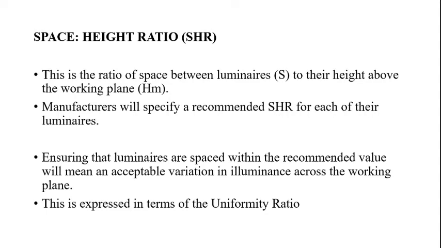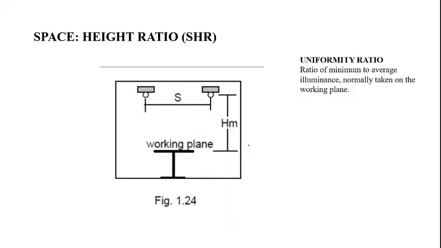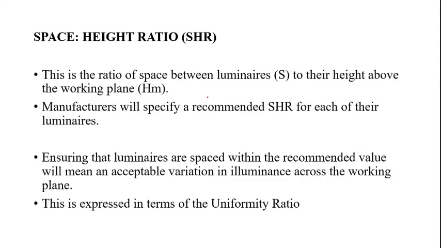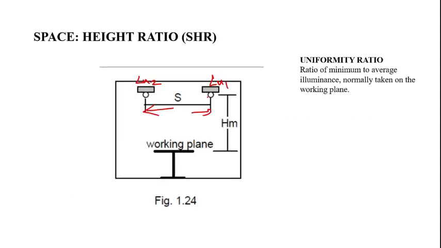Space to height ratio is the ratio of space, as shown in this figure. This is luminaire 1, LU1, and luminaire 2, LU2. The horizontal space is as shown in figure 124. It is the ratio of the space S between luminaires to their height above the working plane, that is the mounting height, and this is known as the space to height ratio. The mounting height is also labeled in this figure.